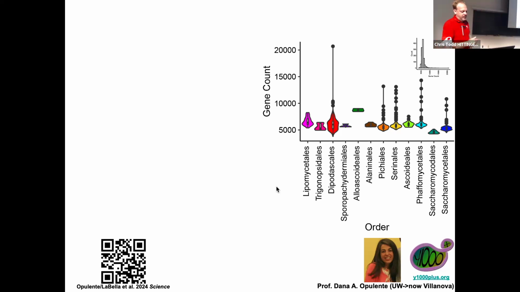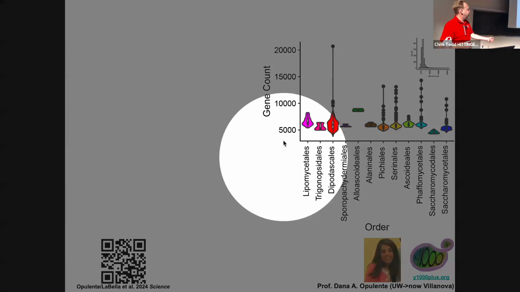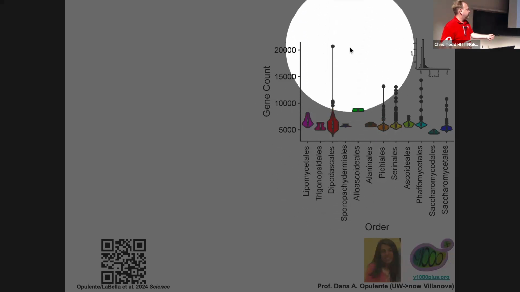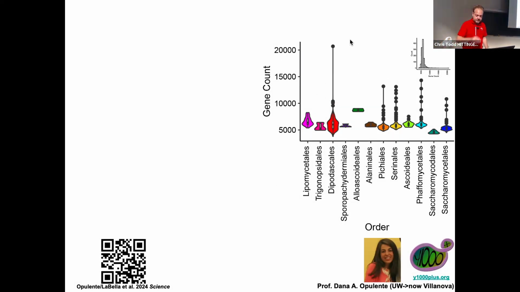And again, there's quite a bit of variation. The yeast with the fewest genes is Stammerula lactis-condensi, which has 3,775. And then there's one yeast here that's an outlier that's got over 20,000. Interestingly, both of those are in the same order, the Trigonopsidales order, and so there's a lot of variation in that order.